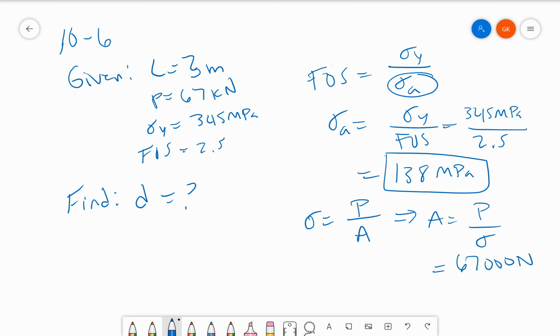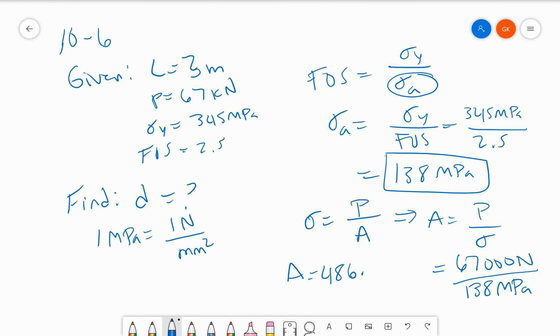That's going to be equal to 67,000 newtons over 138 megapascals. And remember, I'm keeping it in megapascals because 1 megapascal is equal to 1 newton per millimeter squared, and that makes things easier on me. So the area would then come out to be 486 millimeters squared.